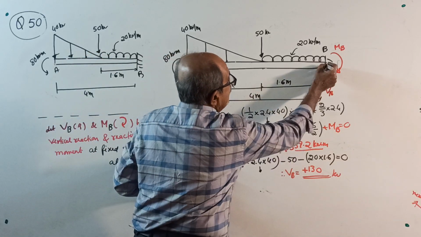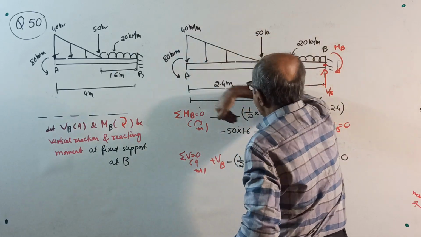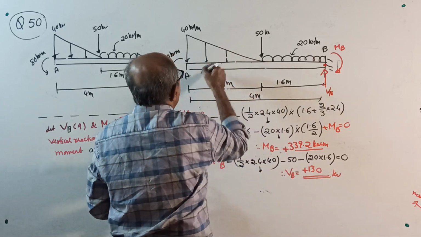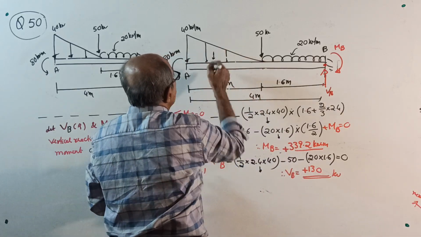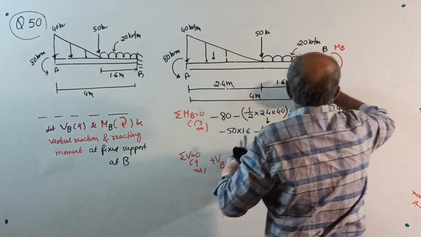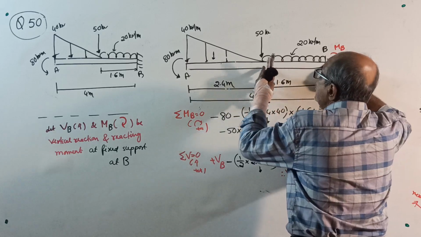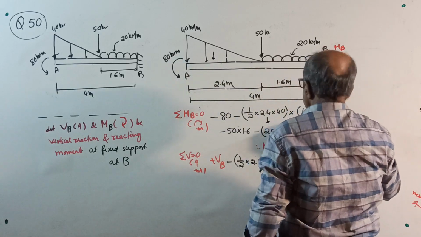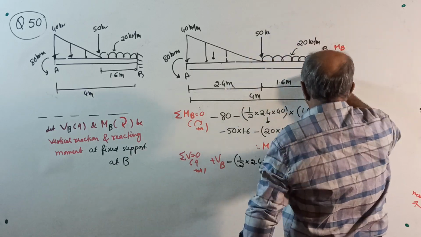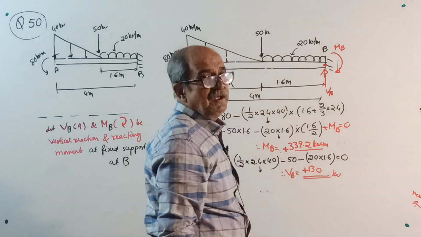Take moment about B. Minus 80, no distance, minus this load, somewhere here. The total load is acting here. Minus half into 2.4 into 40 is the total load, into 1.6 plus 2 by 3 of 2.4, minus 50 into 1.6, minus 20 into 1.6 into 1.6 by 2, plus MB equals 0. You get the value of MB.